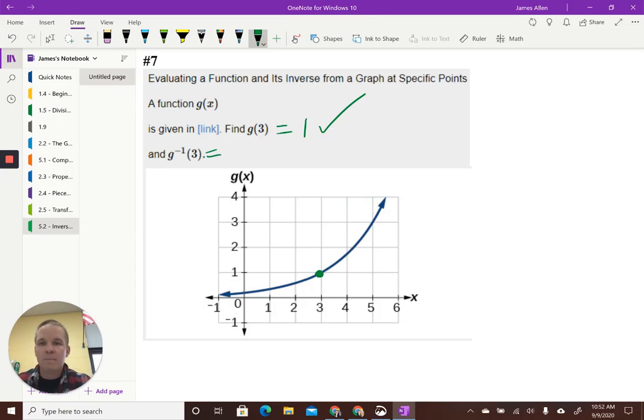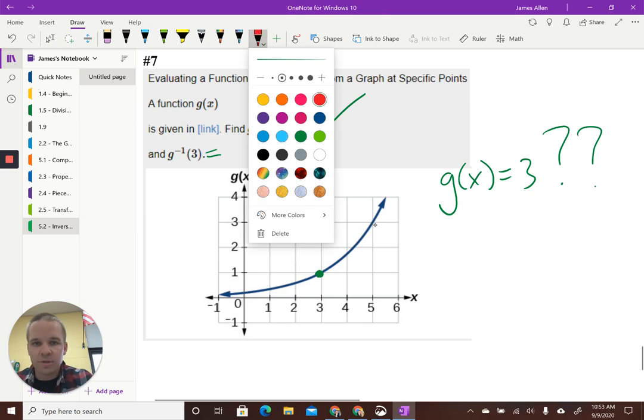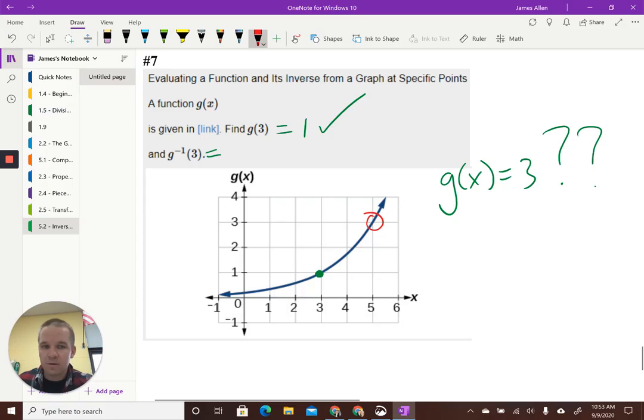And g inverse of 3, well, this is not just 1 or anything like that. We've got to think, okay, my output value from my original function was 3, and now I'm evaluating that, right? So when, so to speak, is g of x equal to 3? That's the question we could be asking here. Well, when on this graph is my output 3? That would be right here, okay? So when x is 5, that's when I get 3, which means that g inverse of 3 is going to equal 5, okay? A little bit of a thinker there when you start looking at these graphs.